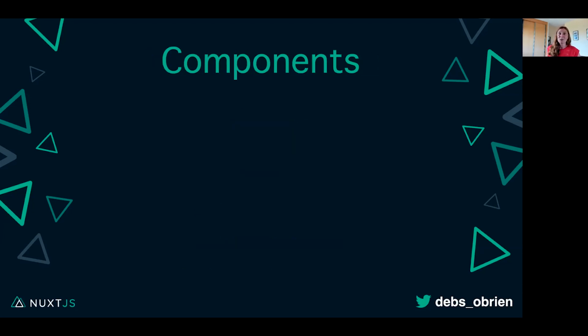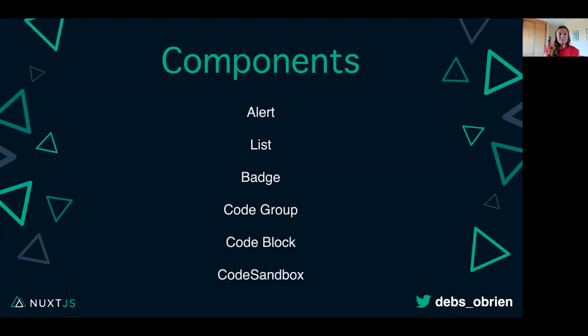To give you an example of the components, because we're also giving you components that you can use in your Markdown files just to make your documentation even better. So you're going to get an alert component. Everyone needs alerts, right? You have a list component, so you can put features of your product or whatever. Badge, so you know, nice little badge. A code group, so you can put all your code into it, and a code block, and a code sandbox.